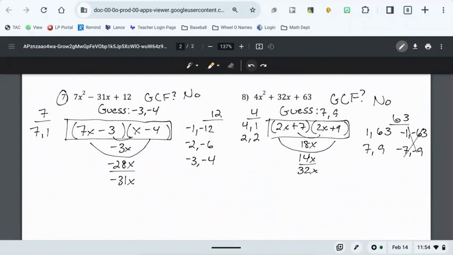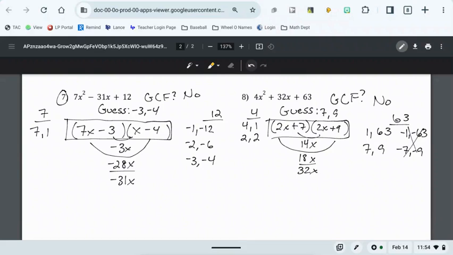So it's really going to cut down on the number of guesses, and we could guess right, which I did, right? I guess 7, 9 first, and we multiply the 7 and the 2x, and we get, oops, that should be 14. I switched these around. So this should be 14x, and then this should be 18x. And when we add those together, we get 32x, which is what we were looking for.